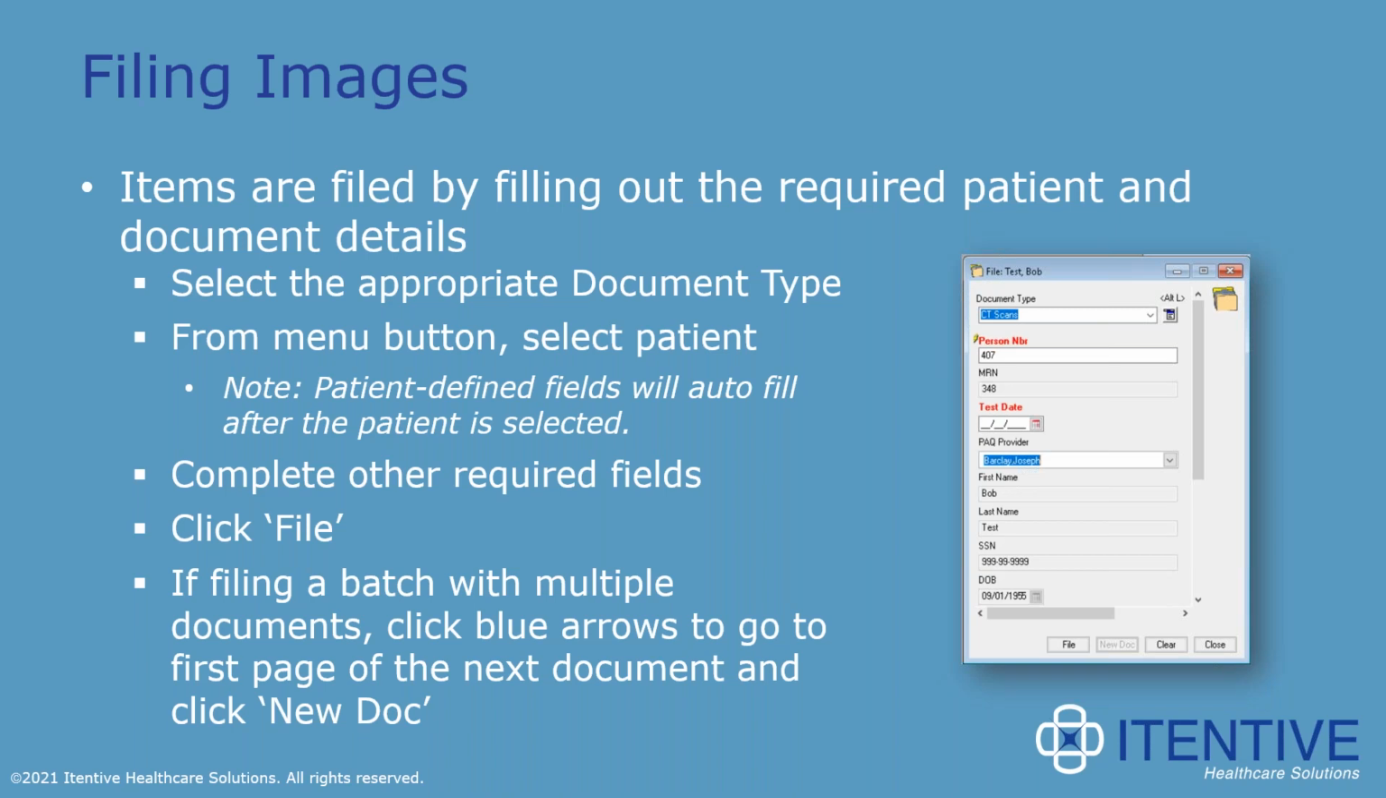Again, if you remember in our document type setup, we could determine which fields are required. So for example, here for my CT scan, I need to select the test date. Once we've selected all of the items that need to be required for filing, we would click our File button.